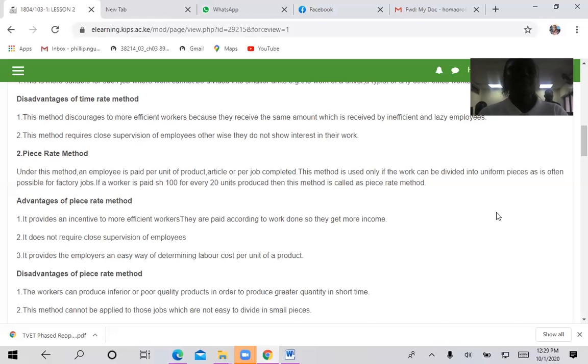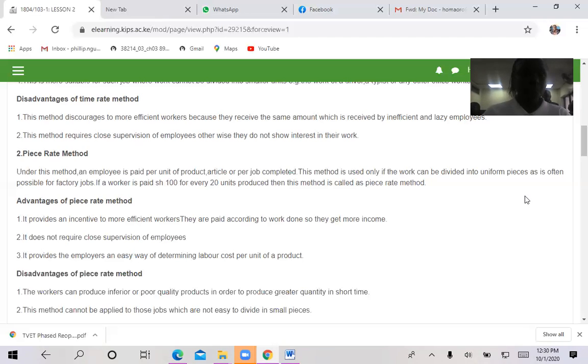Let's look at the advantages. It provides an incentive to more efficient workers. Because they are paid according to work done, the more efficient workers get more income. It does not require close supervision of employees. You can supervise yourself because you need money. So it doesn't require a supervisor to be close to you when you are working. It also provides the employer an easy way of determining labor cost per unit of a product.